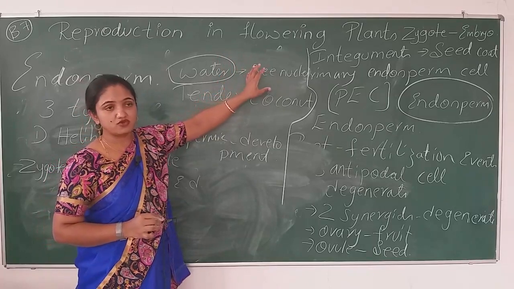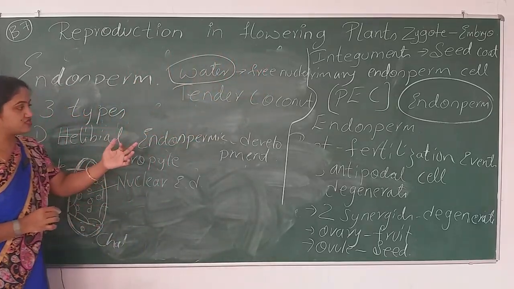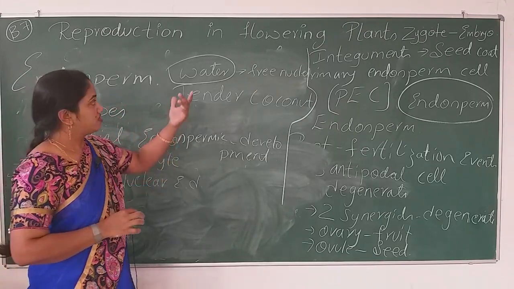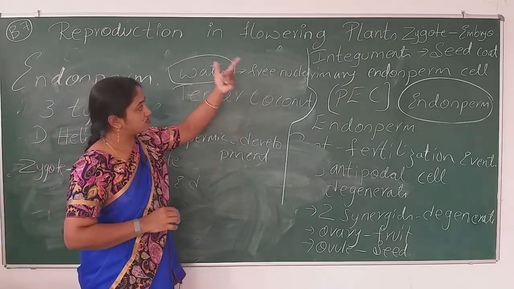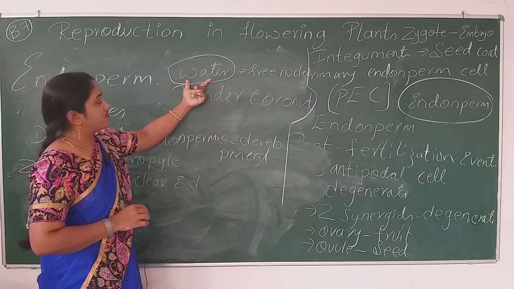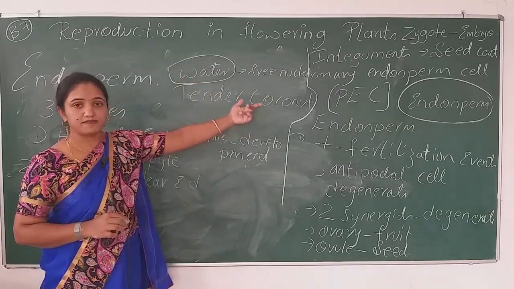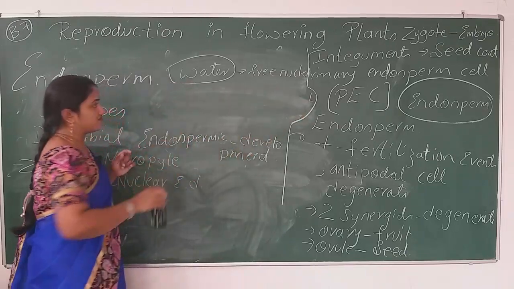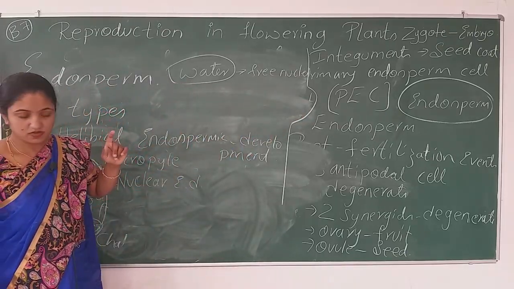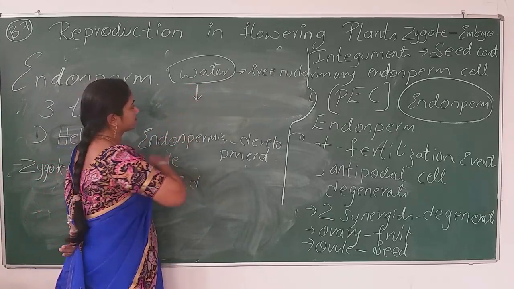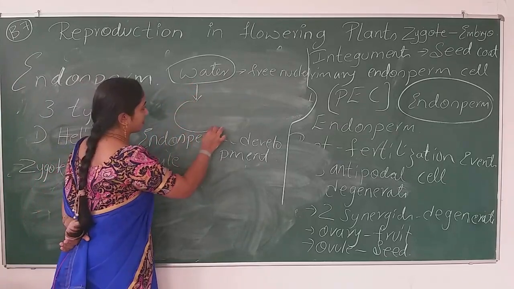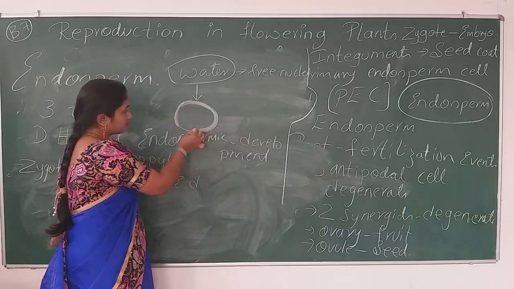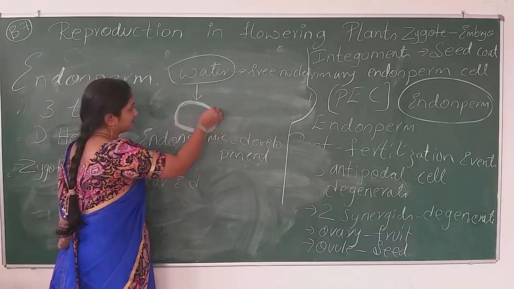How does it become free nuclei? Because a number of divisions take place in the endospermic cell. So that results in the formation of free nuclei. That is nothing but water. When the coconut matures, the water reduces, right? And then you might have seen this part in the coconut.